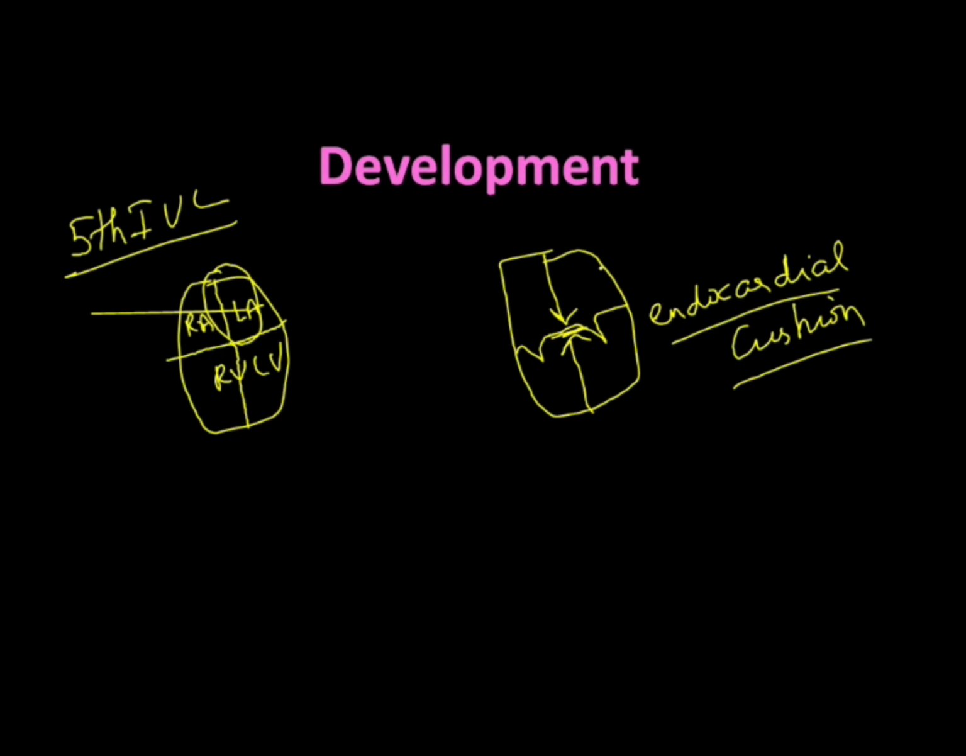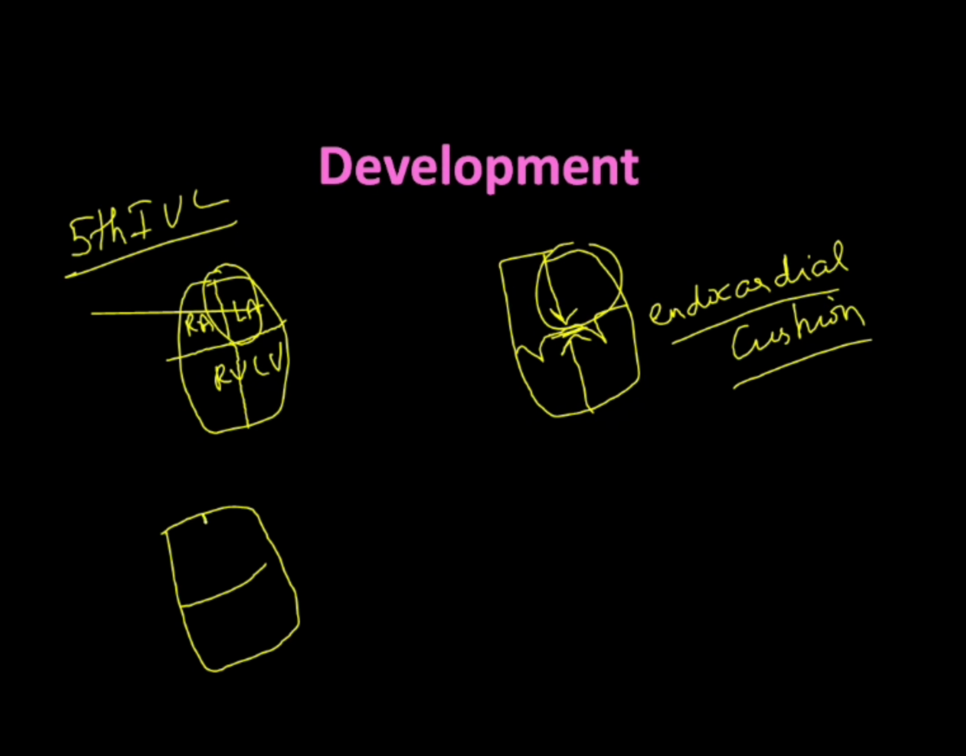Here, how your interatrial septum is going to be formed. So this is your primitive atrium. From your primitive atrium, you're going to have a septum which is going to grow down, which is called the septum primum. Now this septum primum, as it grows towards this endocardial cushion, there is a defect in the lower part and this is called the foramen primum.